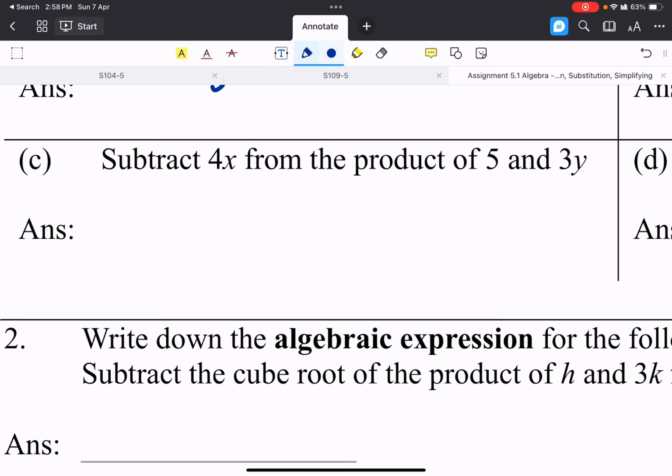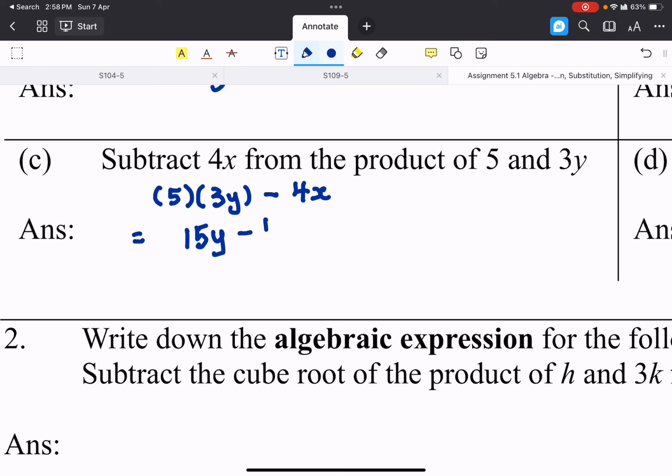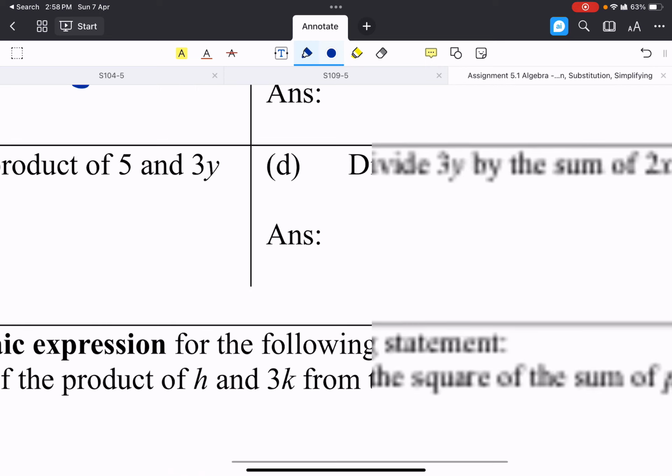Part C, they want us to subtract 4x from the product of 5 and 3y. So we have the product of 5 and 3y. There'll be multiplication again. And from here, we are supposed to subtract 4x. So it looks like this. And we can simplify this. This will be 15y minus 4x. Moving on to part D.